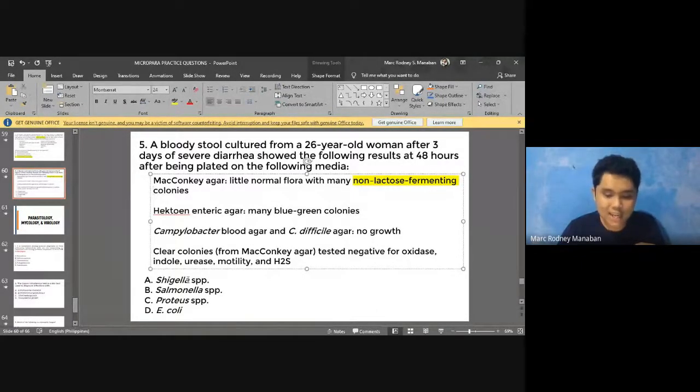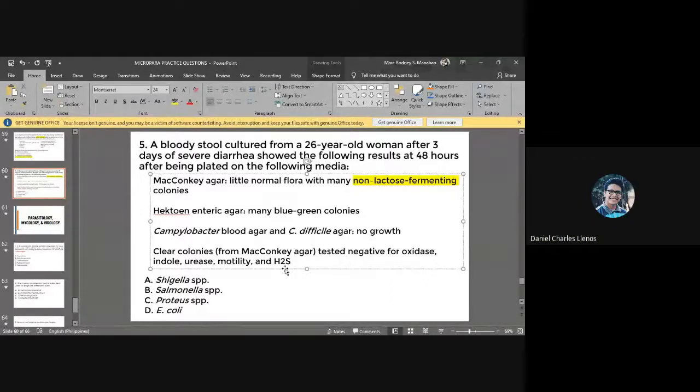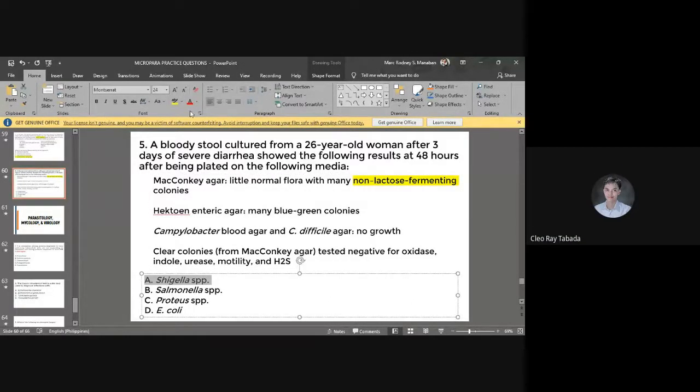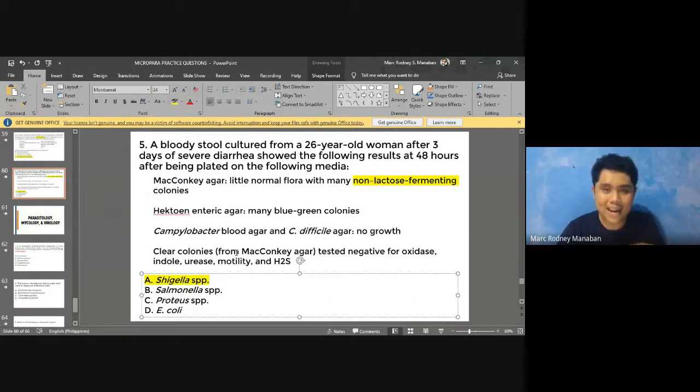Because your E. coli is a lactose fermenter. So, you're left now with Shigella, Salmonella, and Proteus. So, ang HE, many blue-green. Ang clear colonies daw sa MacConkey, i-biochem, negative for oxidase, indole, urease, motility, and also H2S. Nako, sa H2S pala. Negative for H2S. So, kinsa man itong pwedeng matang-tang nila? See? Kinsa man itong mga H2S producers? Your? Salmonella. Salmonella. Tang-tang na. So, you're left na lang with Shigella.